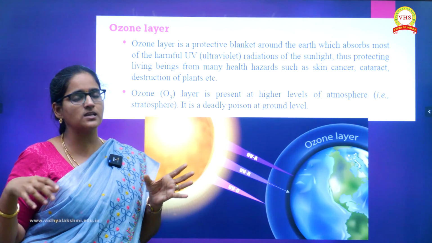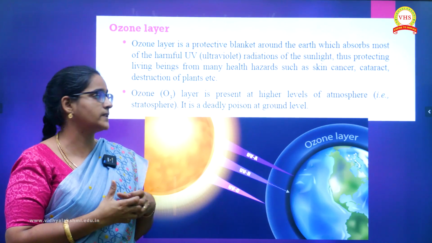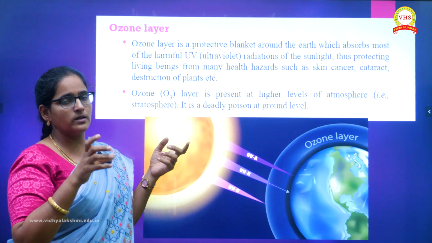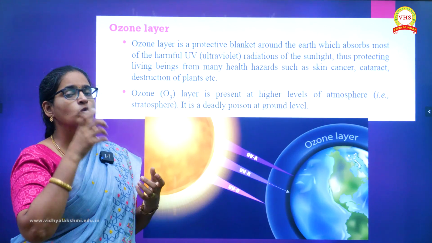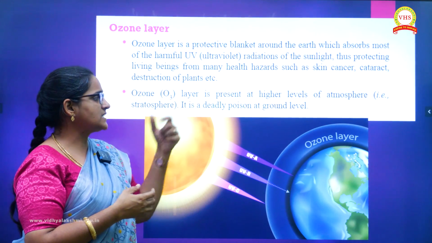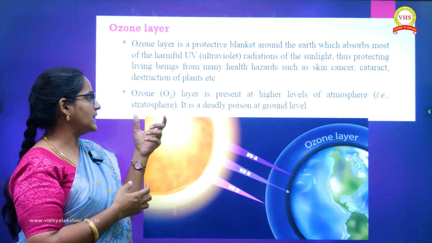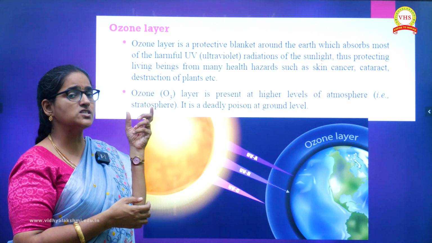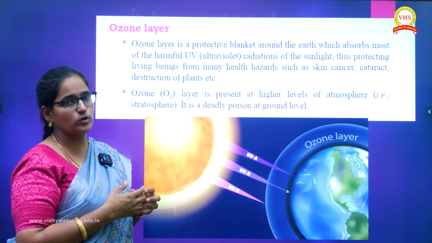Like that, there are many consequences of UV radiation. Here, the ozone layer is made up of O3. Ozone is represented by the molecular formula O3, which corresponds to 3 atoms of oxygen. At which level is it present? As I told you before, this ozone layer is present in the stratosphere layer of the atmosphere.